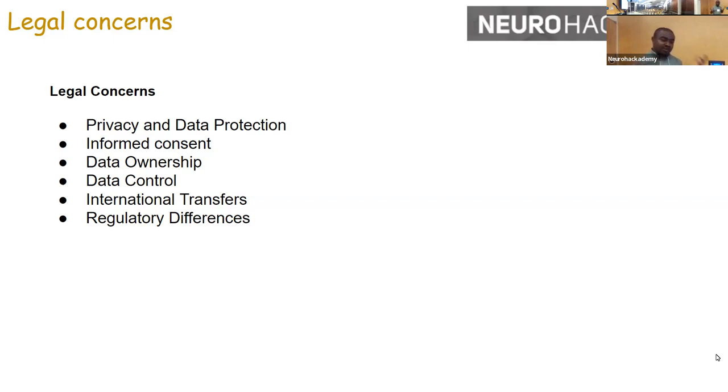The GDPR tried to address this through the provision of data controllership, and also international transfers. There are different regulations on international transfers of data. You can find out that within your own country, it's easier to share data. But when you want to share out of your own country, out of your jurisdiction, it becomes a big problem. So there are different regulations and provisions that you have to identify and address, and also regulatory differences.